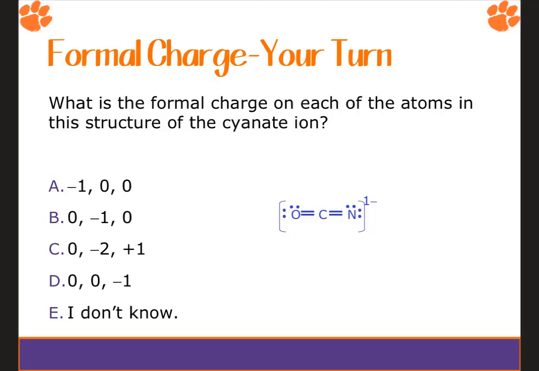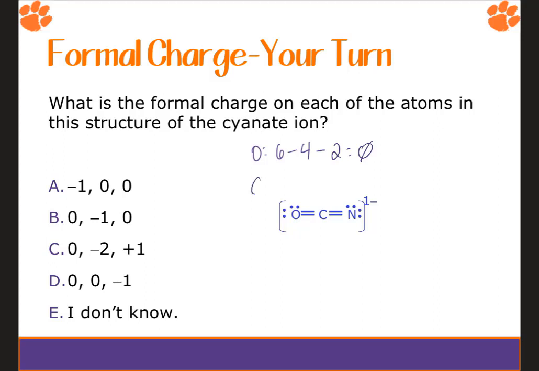All right, so let's start on the oxygen. So oxygen again has 6 valence electrons from the periodic table. It has 1, 2, 3, 4 lone pair electrons in this structure, and it has 1, 2 bonds coming off of it in this structure. So the oxygen's formal charge is 0.